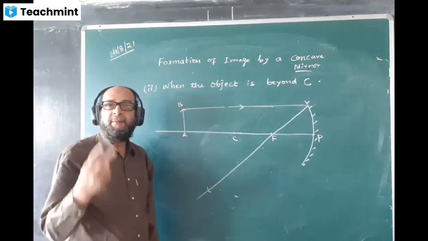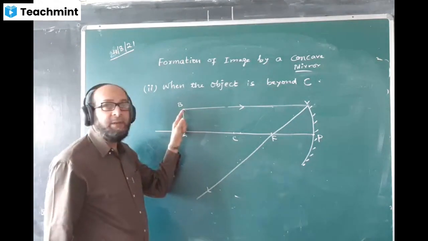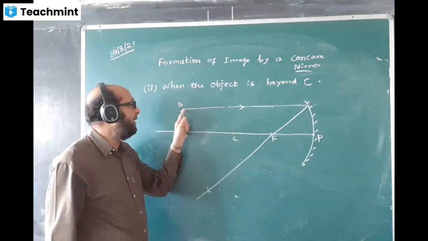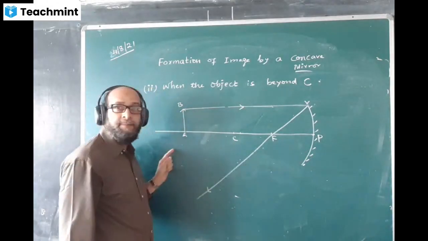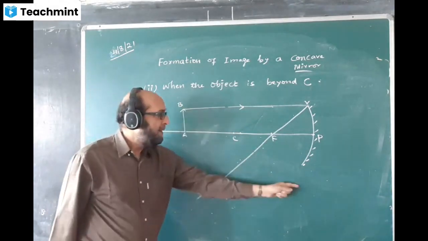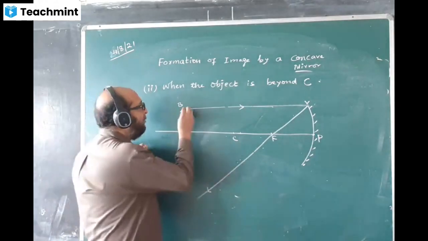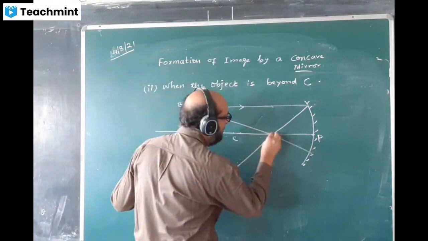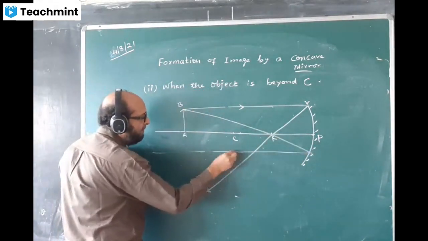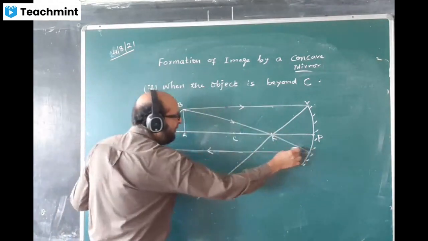Okay. Second ray, we must take minimum 2 rays to form image. How to take the second ray from this tip of the object? We can take it through F and it will become parallel. That is the second rule we can apply, or we can take it through C and it should return back in the same direction. I'll take it through F like this. And this ray will become parallel like this.